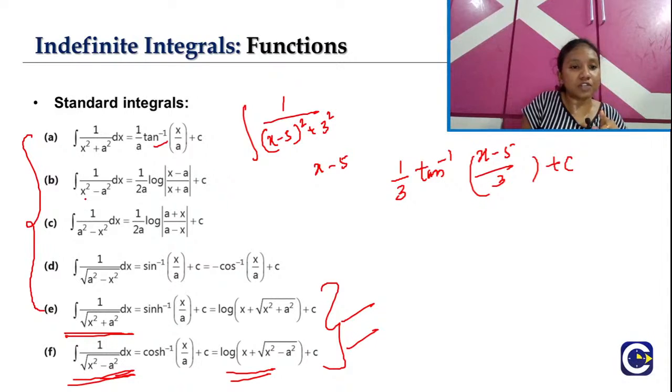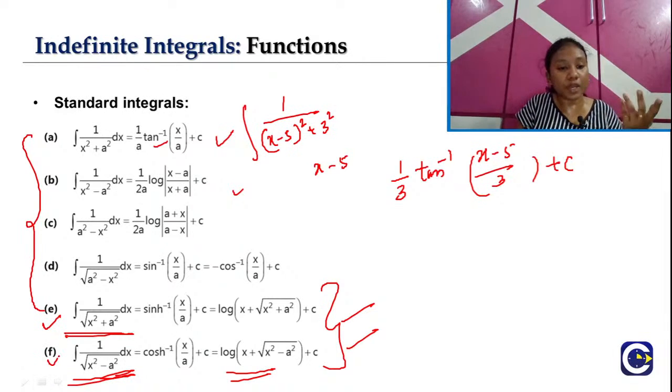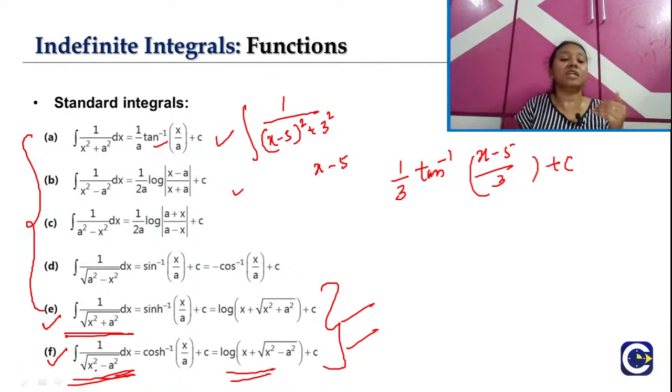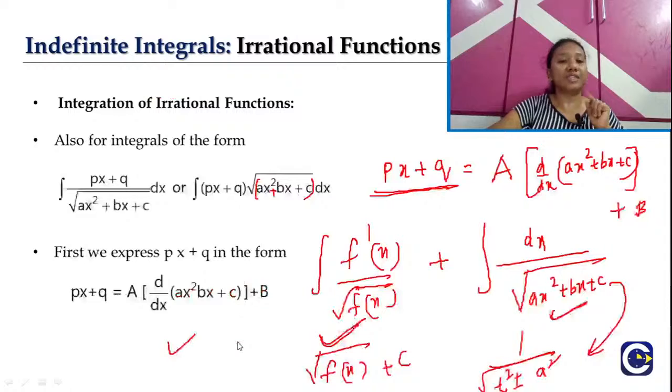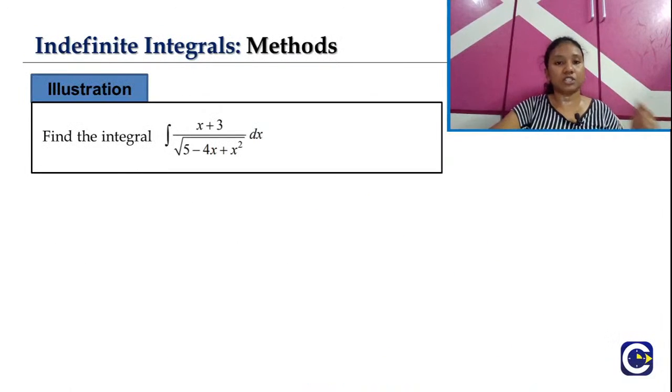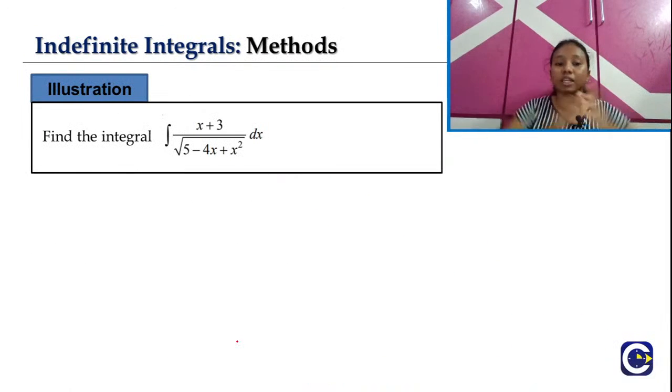The expression without square root will also have the formula, that is for our rational functions, and the expression with the square root will also be having the formula here, which is for our irrational functions. So now I hope you guys are clear with this concept of how to find the integration of our irrational function. So let's quickly solve one question.